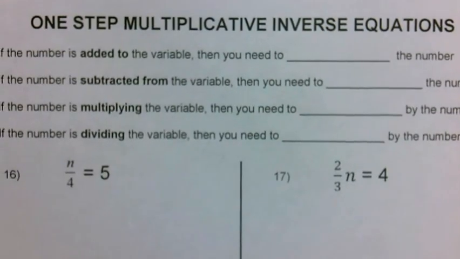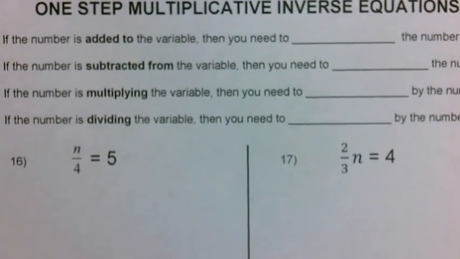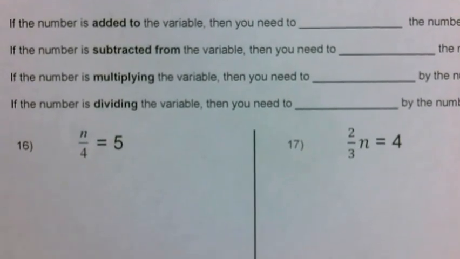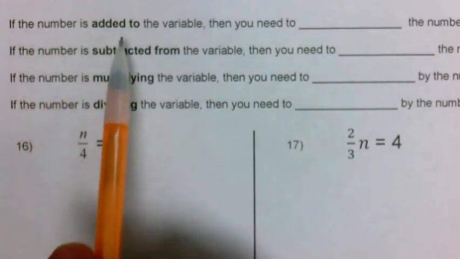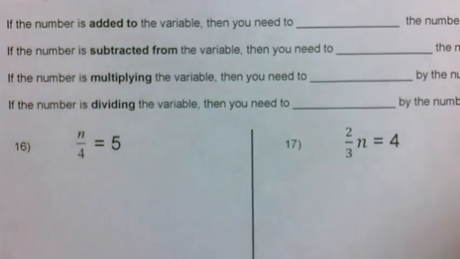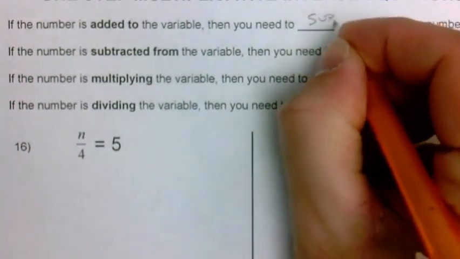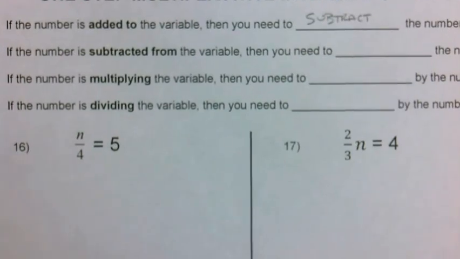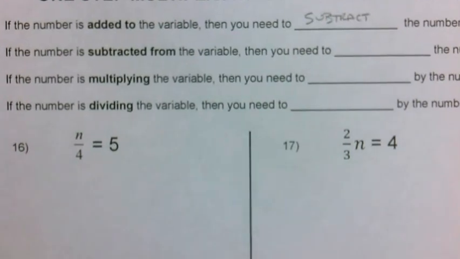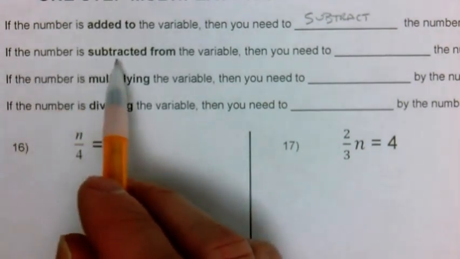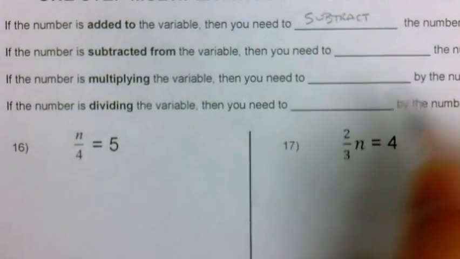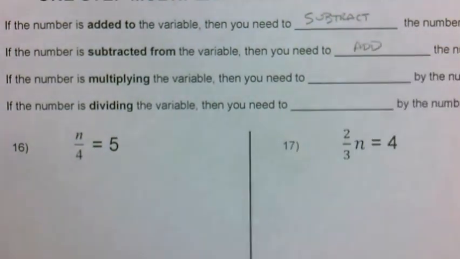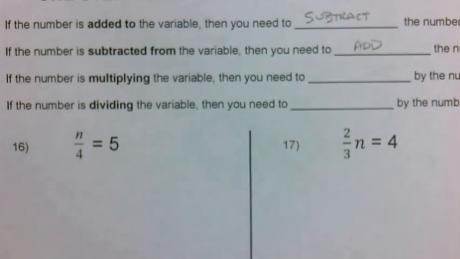So hopefully you have started to notice a pattern when you've been solving your one-step equations, okay? So if your variable had a number being added to it, in order to isolate the variable, then you needed to subtract the number from each side. So if it said x plus 5 equals 7, all right, you subtracted 5 on each side to get the value of x. If the number was subtracted from the variable, well, to isolate the variable, then you would have to add the number to each side of the equation. So if it said n minus 4 equals 8, then you would add 4 to each side to get the value of the variable.